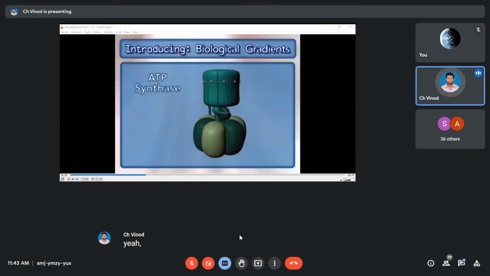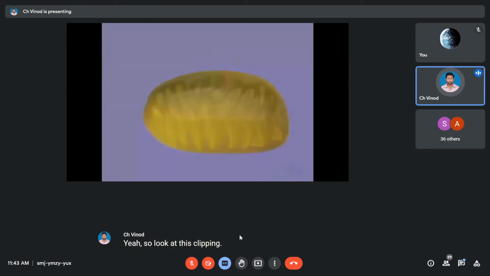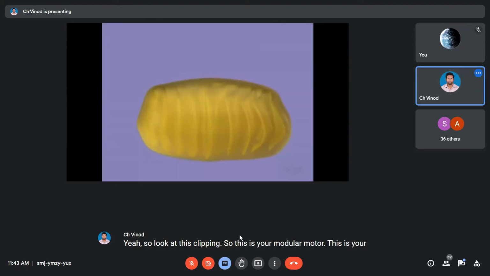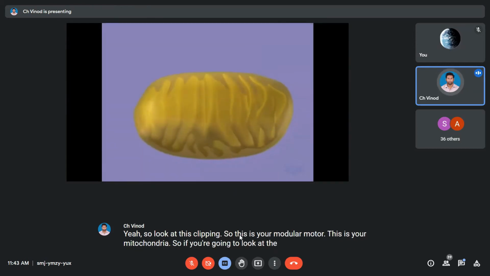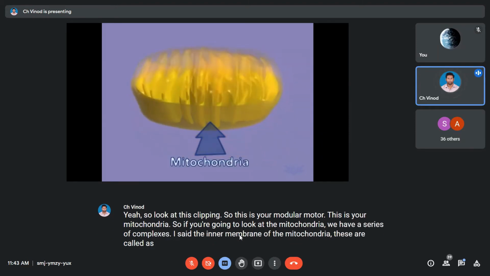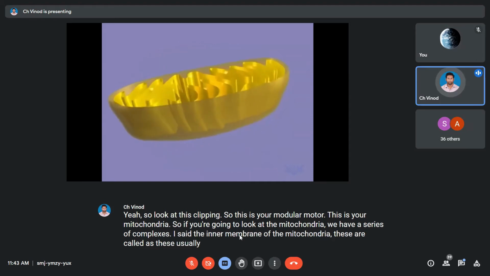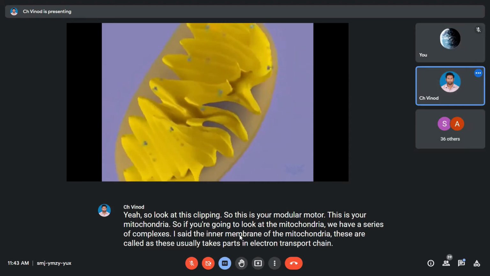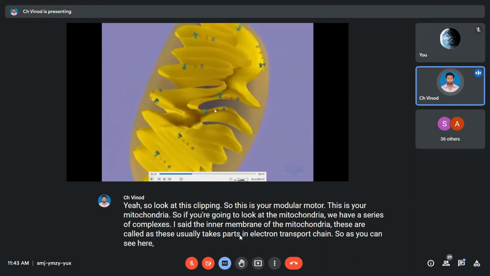Yeah, so look at this clipping. This is your molecular motor, this is your mitochondria. If you look at the mitochondria, we have a series of complexes at the inner membrane of the mitochondria. These usually take part in the electron transport chain. As you can see here, you have this many complexes that take part in the electron transport chain after the Krebs cycle.